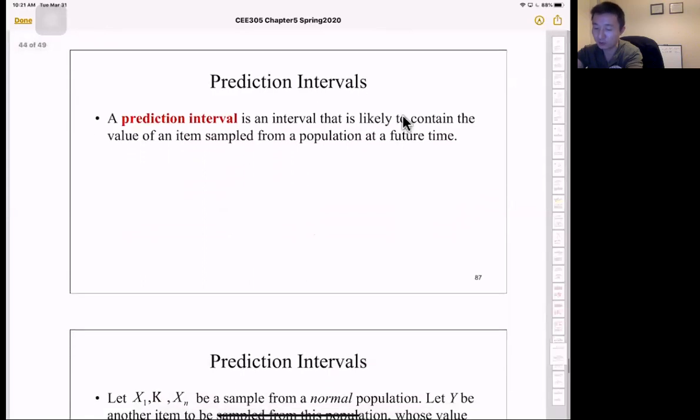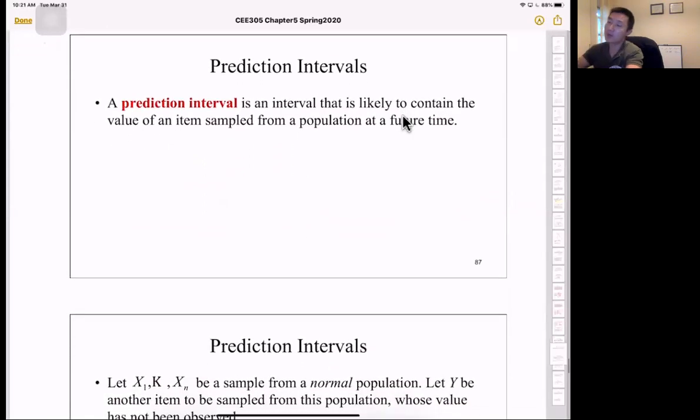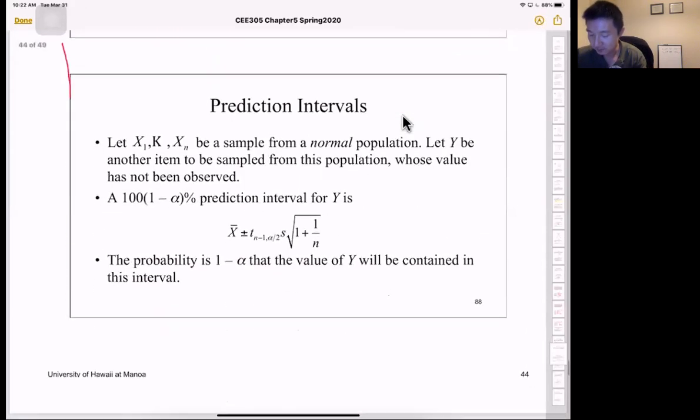All right, so prediction intervals. A prediction interval is an interval that is likely to contain the value of an item sampled from the population at a future time. Okay, so when it is a future time, we should change the range of the interval a little bit, so basically increase the interval a little bit, as we can see from here.